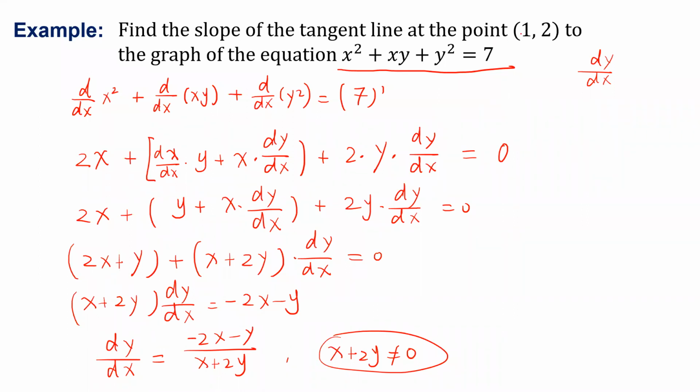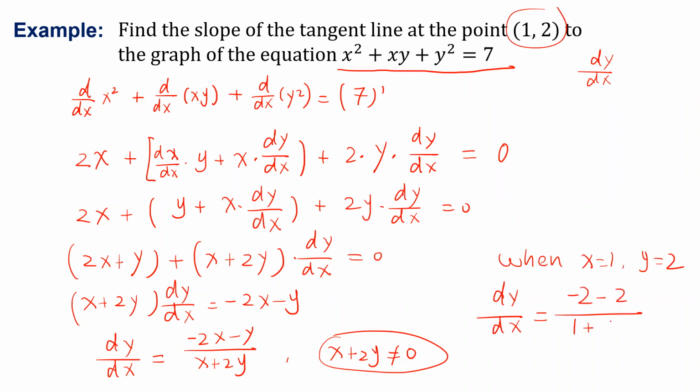Therefore, we can evaluate the slope of the tangent line at this point. So when x equals 1, y equals 2, we will have dy by dx equals negative (2 minus 2) over (1 plus 4), which gives us negative 4 over 5. Understand? Okay, any questions here?